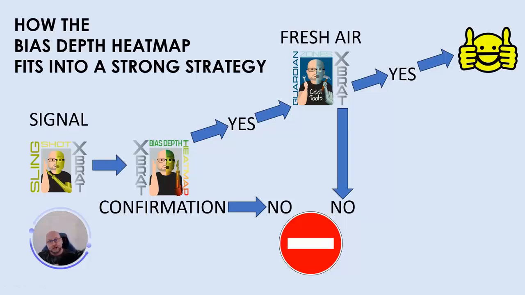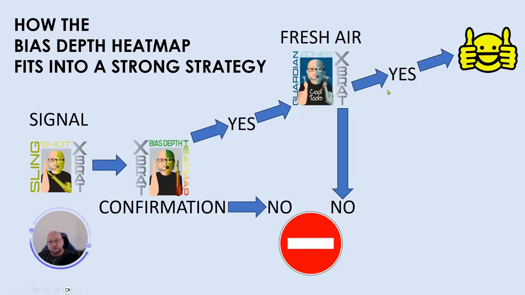You're filtering out those low probability trades, and the BIAS Depth heat map is a very, very important part of that process. There are lots of signal generators out there, and they will generate signals on a rules-based system, on an algorithm. That algorithm doesn't take into account those biases on higher time frames. It doesn't take into account where those short-term or even long-term support and resistance zones are.